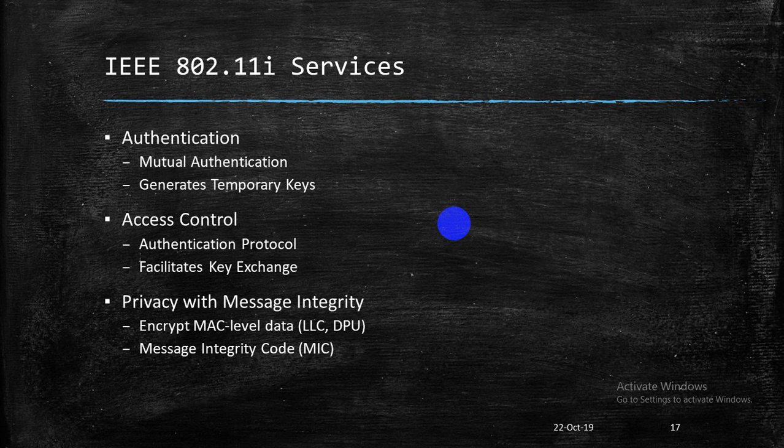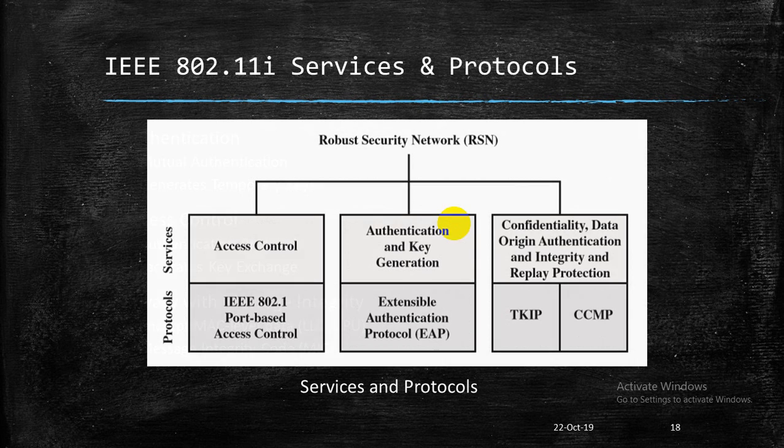And next is access control. It's basically a protocol, and it is used as a key to exchange keys between station and access point or station to authentication server. And the next service is privacy with message integrity. We will discuss those later in the slides.